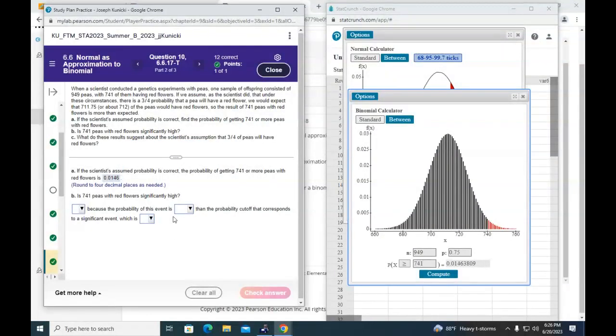And now we'll answer the question. Is it significantly high? Yes, because it's less than 5%. They don't say anywhere what alpha is. We assume it's 5% if they don't tell us. So yes, because the probability of the event is less than the probability cutoff that corresponds to the event of 5%. 0.05. See, this is less than 5%. Okay. What's in the tail?